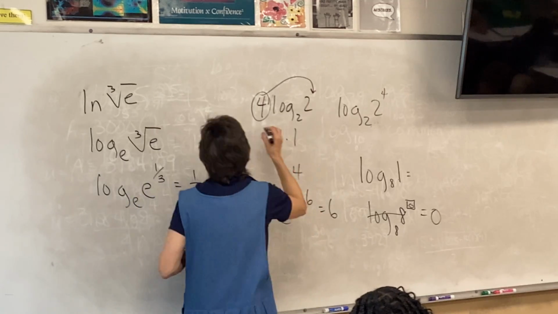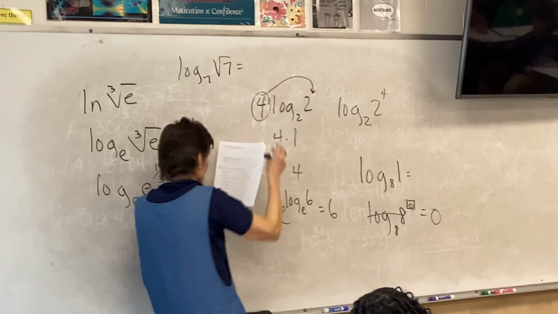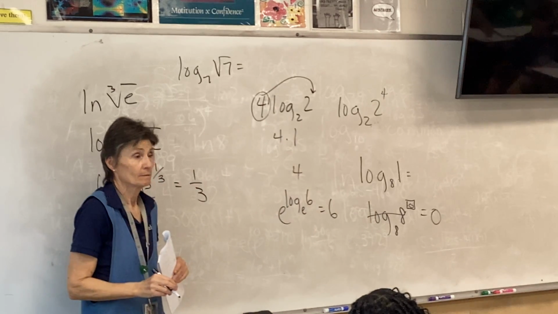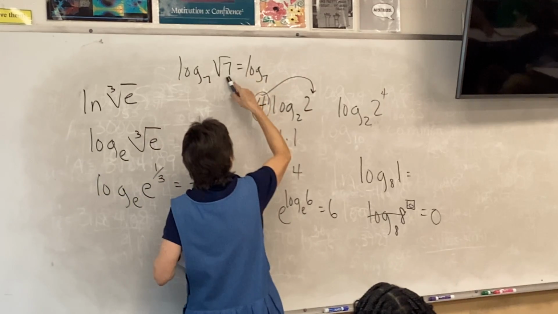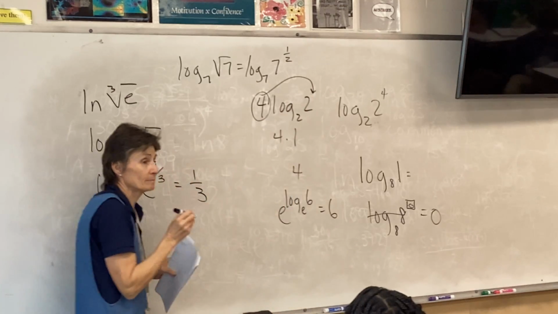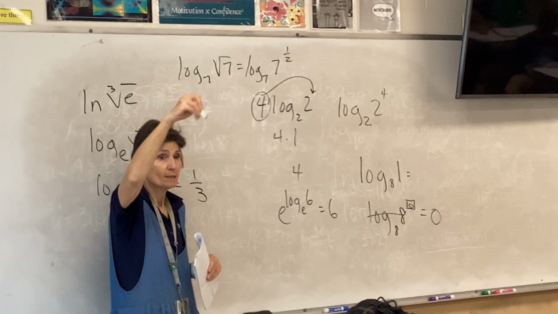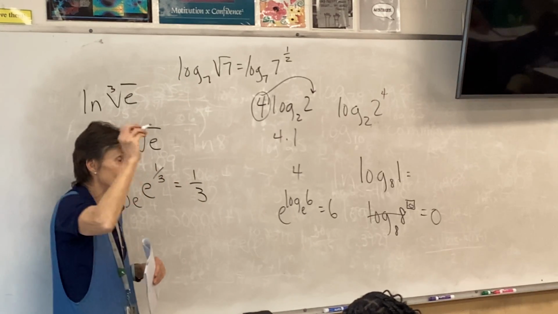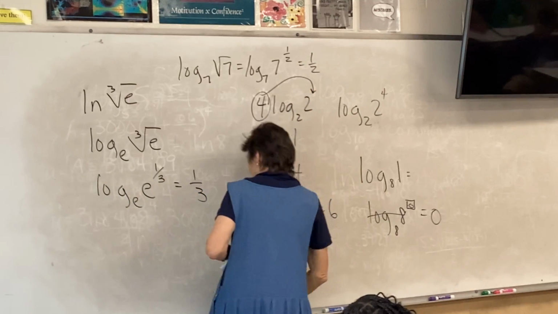Okay. Log base 7 of root 7. Any thoughts on that one? It's not 1. It's 1/2. Because the square root of 7 is 7 to the 1/2. Your answer is going to be the power, so you need a power. So square root of 7 is 7 to the 1/2. So that is 1/2.